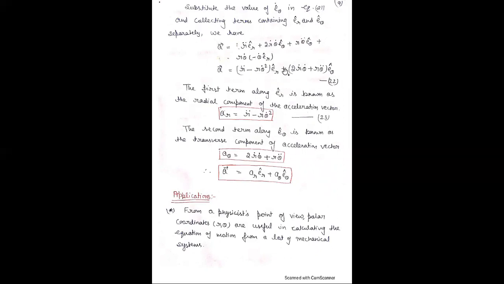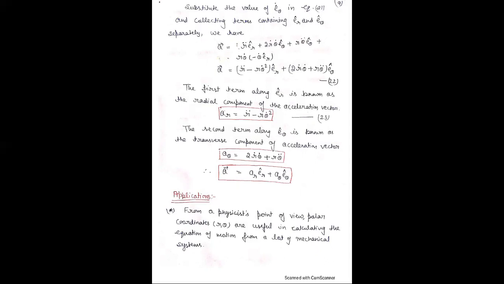Therefore, the first term is known as the radial component of the acceleration and represented by a r, that is equal to r double dot minus r theta dot square. And the second term along e theta is known as the transverse component of acceleration vector. Therefore, a theta is equal to 2r dot theta dot plus r theta double dot. And the resultant acceleration a is equal to a r radial component along r unit vector plus a theta along e theta unit vector. Now this is the expression for acceleration in terms of polar coordinates.